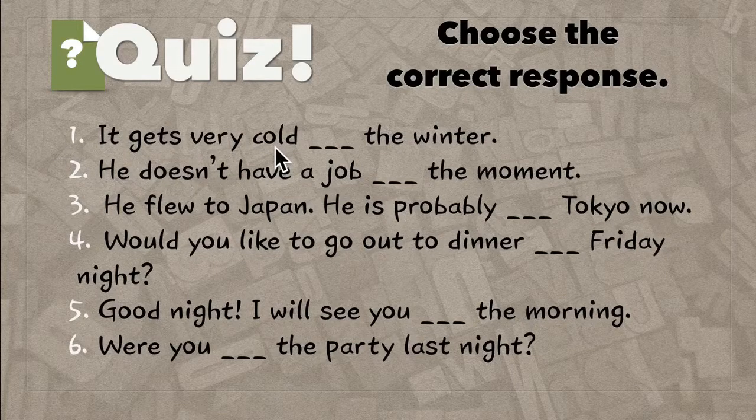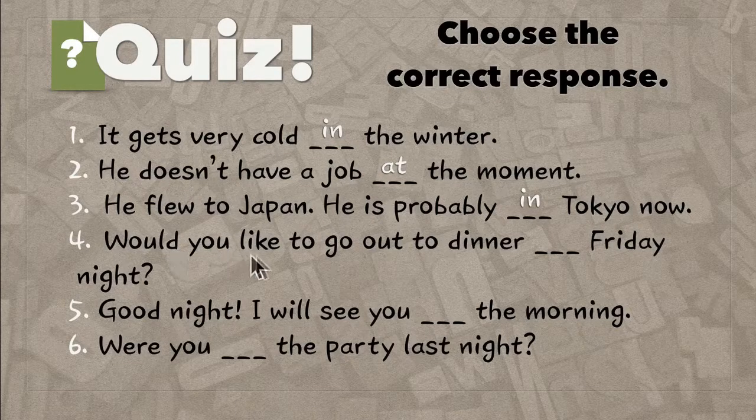1, it gets very cold in the winter. In is not a specific amount of time. It's longer than a day, so we have in. 2, he doesn't have a job at the moment. Moment is a very short amount of time. So, since it's a small amount of time, we use at. 3, he flew to Japan. He is probably in Tokyo now, inside the city now.